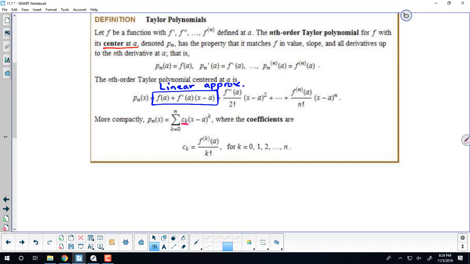This c sub k for Taylor polynomials is a very specific thing. When we look at power series in the next section, power series take this form, but the coefficients typically are random. When we talk about Taylor polynomials, the coefficients, the kth derivative at a over k factorial, are very specific. It has to be found that way if we're talking about a Taylor polynomial. So f prime of a over 2 factorial is just some number. That's the coefficient on the x minus a squared, and so on and so forth.